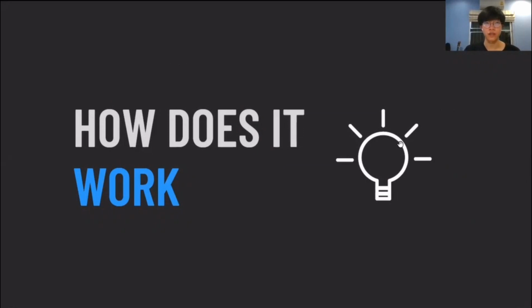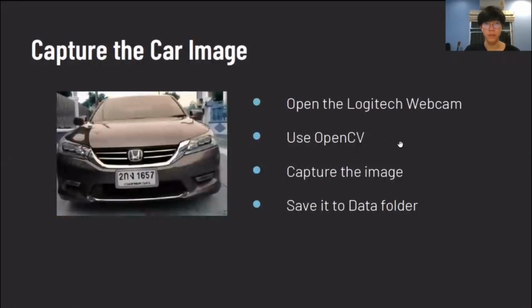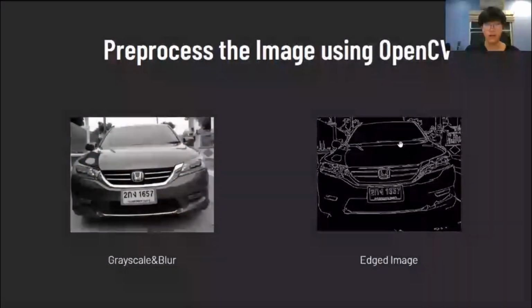My name is Waritnan Kositcharoensuk. To recognize the license plate number, it goes through the following steps. In the first step, we open the Logitech webcam using OpenCV. Then, we capture the car image manually and save it into the data folder. Second, we resize the image to grayscale and use a bilateral filter to reduce noise from the image.